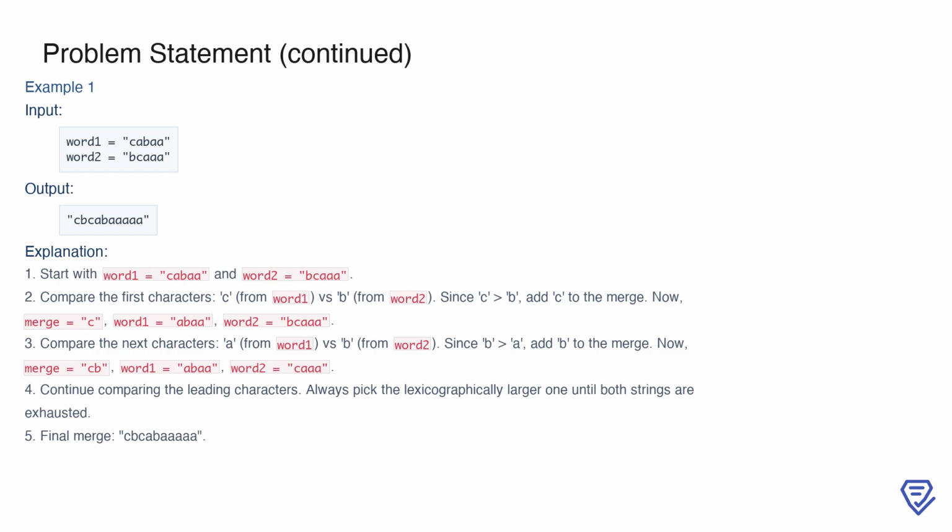Next, a from word1 is smaller than b from word2, so we take b and add it to the merge. We repeat this process, always choosing the lexicographically larger character from the current leading positions of the two strings. If the characters are equal, we compare the remainder of the strings to decide. By the time both strings are exhausted, the final merge is the largest possible result.